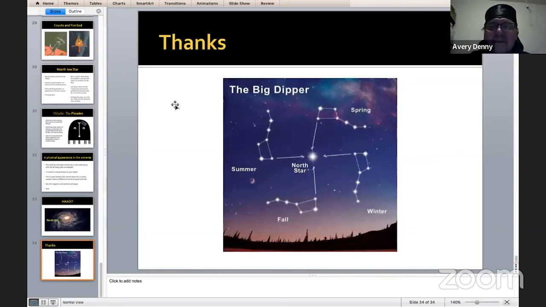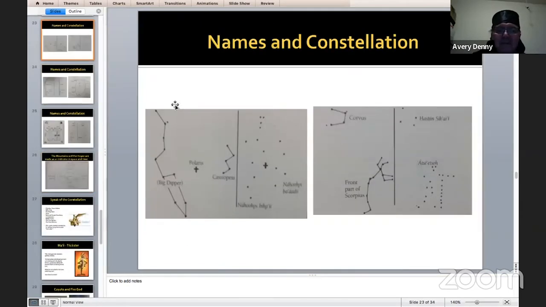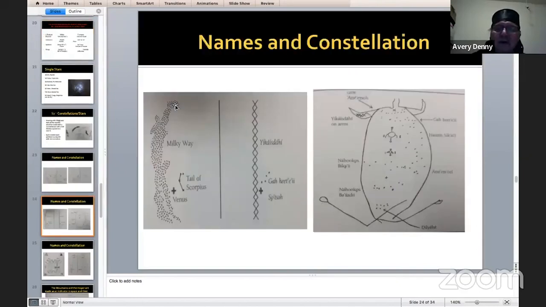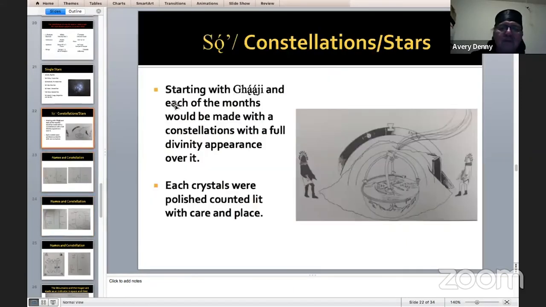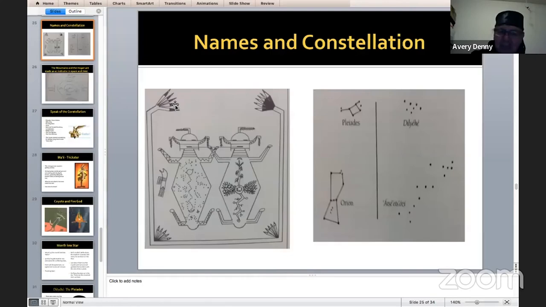And right here is the Big Dipper, spring, summer, fall, and winter. I got this off the internet. Somebody sent it to me and I decided to use this. And some of these illustrations that I posted on Facebook or in this presentation are my grandfather's sketches. These are my grandfather's notes. Right here, this is my father's drawing on the right side. My grandfather's drawing. These are from a sheet, and these ones too are from a sand painting. And I still have those pictures.